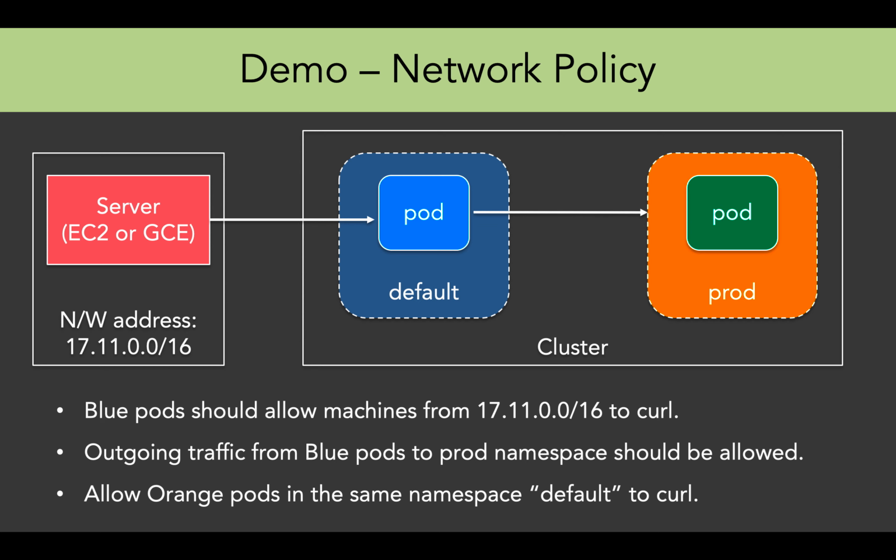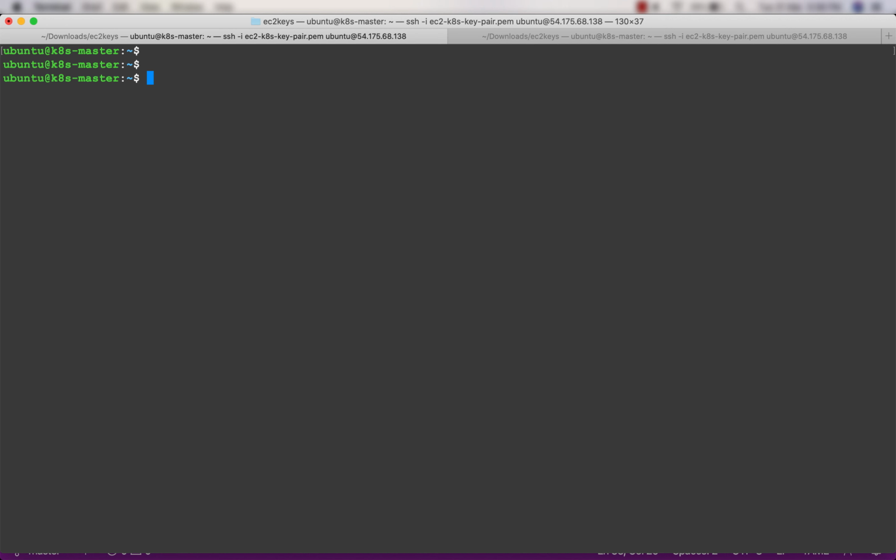So first let us go ahead and create a deployment with blue pod, and also we'll create a service for that. Now this time we'll be using an AWS EC2 instance rather than a Google Cloud Compute Engine instance, and I'm starting with a clean slate. There's nothing, no resources available, hopefully.